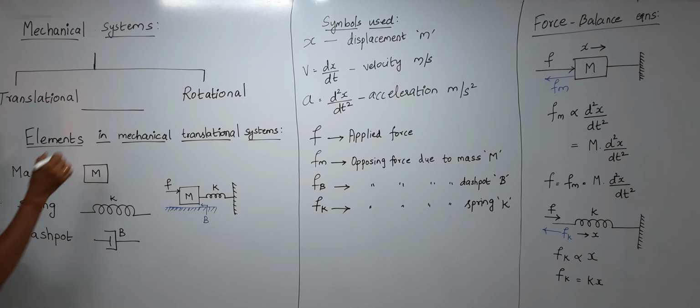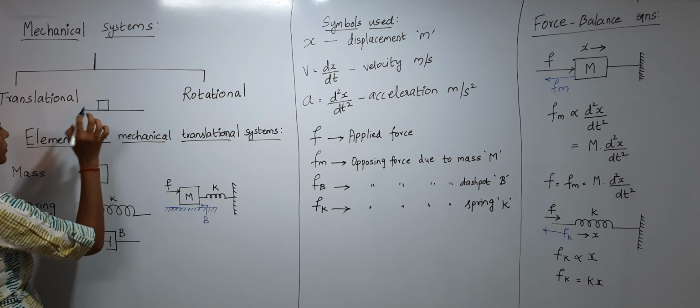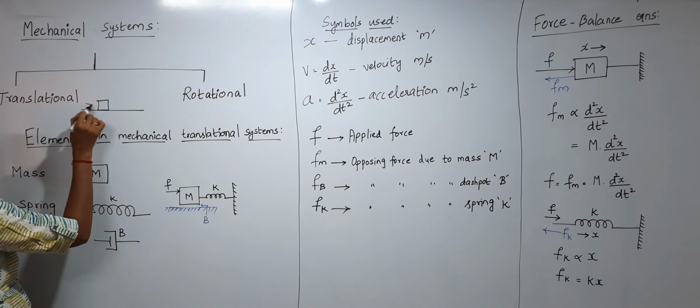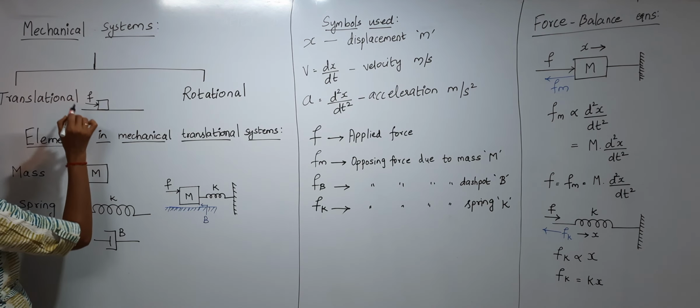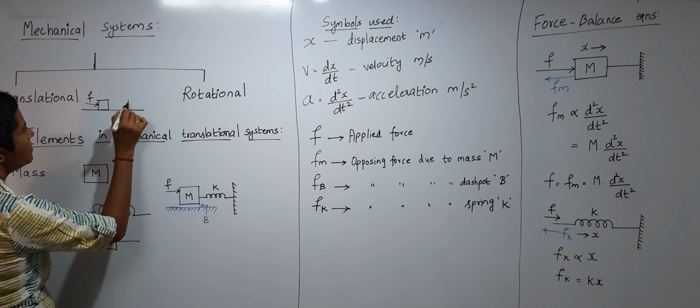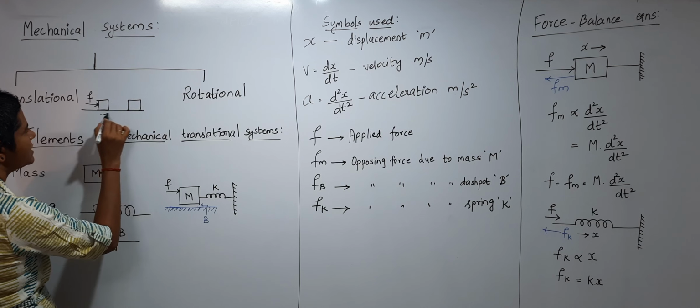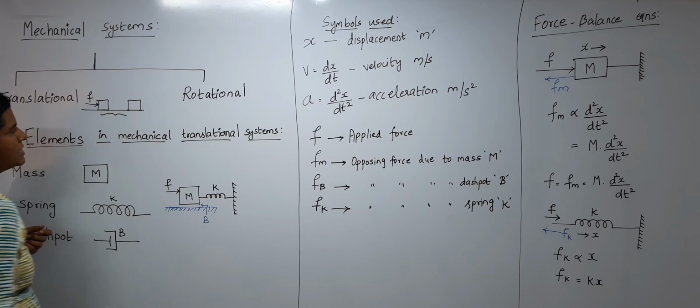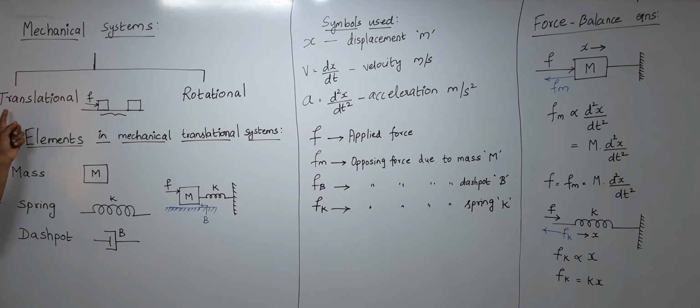That is, the element's initial position will be this. After applying a force F, this box will have some displacement and its final position is this one. So whenever a force is applied and a body moves in a straight line, the respective system is known as the translational system.